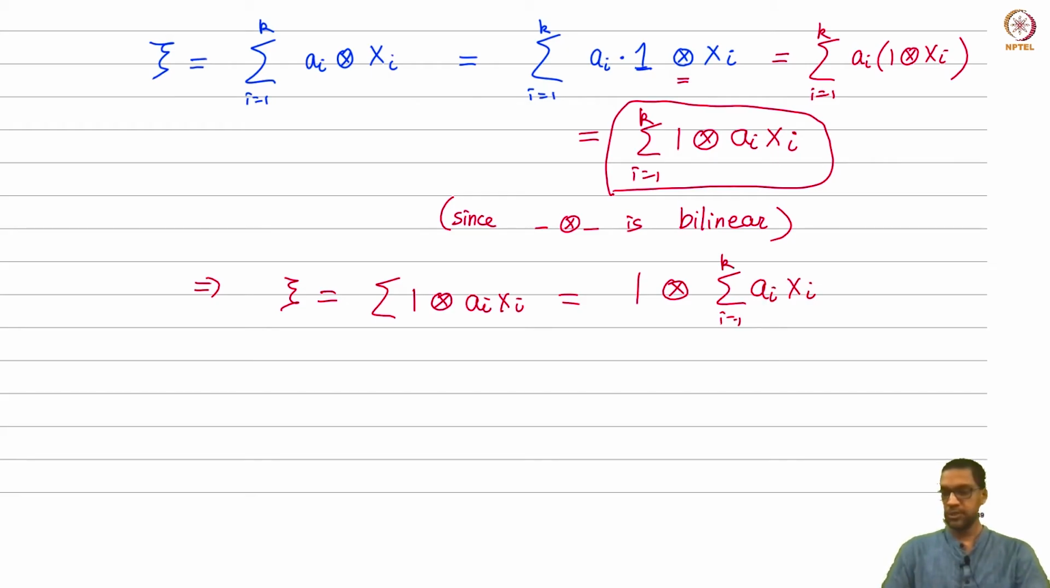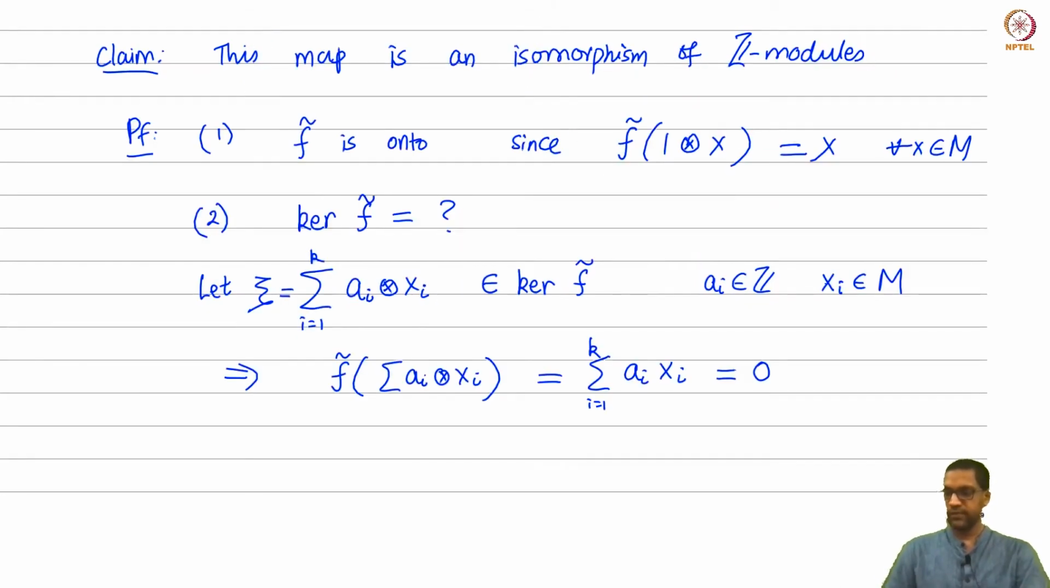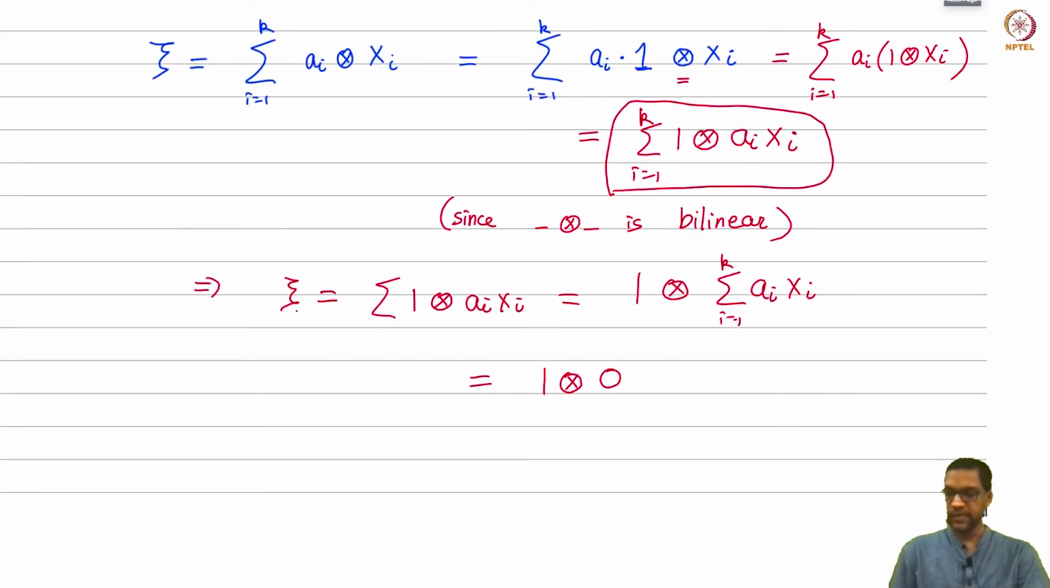Okay, so this is the same thing again by bilinearity. And now recall, this is just the element 1 tensor 0, because we have just shown that the summation of a_i x_i is 0. That was our assumption, that this element is in the kernel. So therefore this element x_i we started out with has this other nice expression, it's just 1 tensor 0. But now recall, that's exactly our earlier proof that 1 tensor 0 is actually the element 0 of this module. Okay, why is this 0, meaning it's the additive identity?